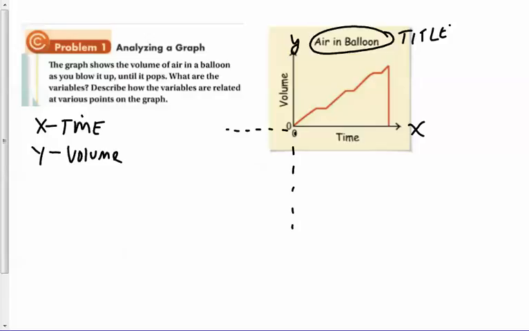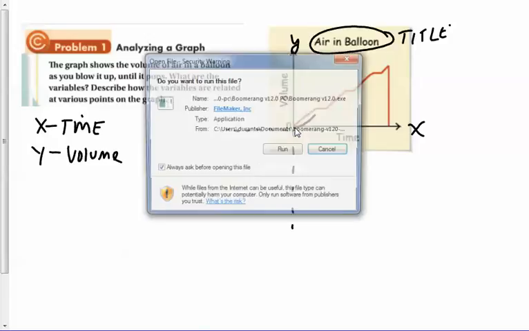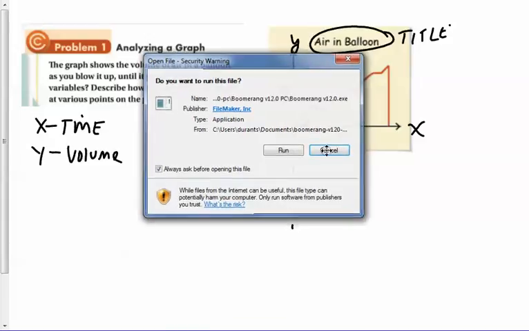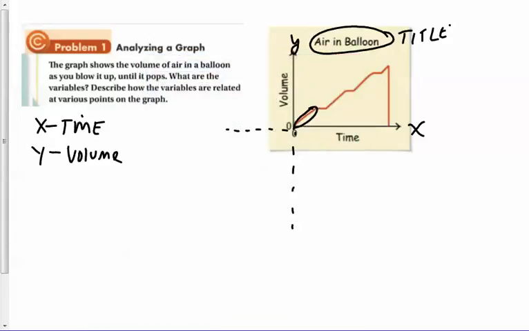Now, when you look at this, you can see that as you blow up the balloon until it pops, this part of the graph right here shows that the line is going up. So if you look, as time goes on, the volume is increasing. That's like you're blowing into the balloon. Here, you can see that the volume hasn't changed, so that means I'm probably holding it constant and not blowing in because I have to catch my breath.